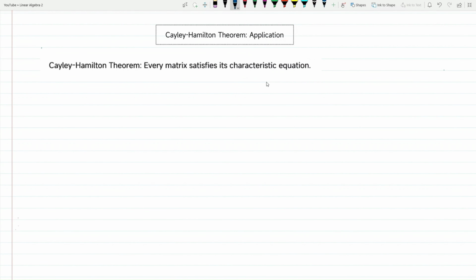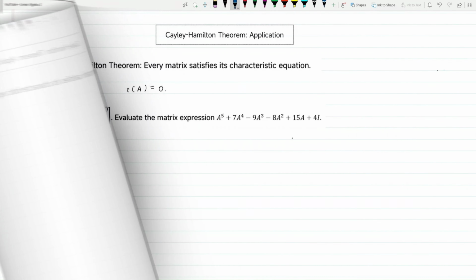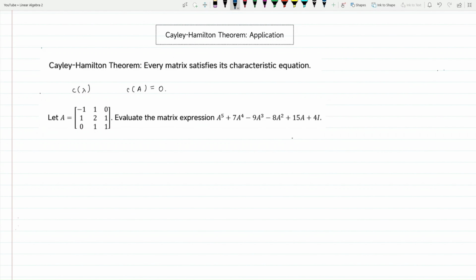Just as a reminder, the Cayley-Hamilton theorem states that every square matrix satisfies its own characteristic equation. If T of lambda is the characteristic polynomial of the matrix A, then T of A is equal to the zero matrix. Let's consider the 3 by 3 matrix A given as follows. Our goal is to evaluate a polynomial in A given by A raised to 5 plus 7A raised to 4 minus 9A cube minus 8A square plus 15A plus 4I.